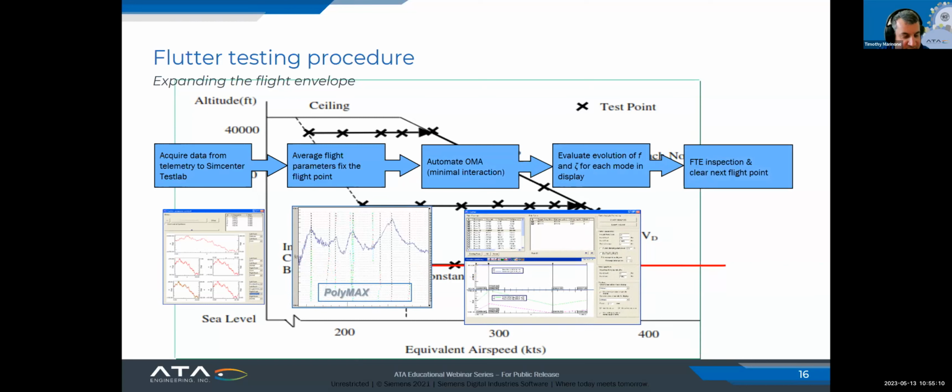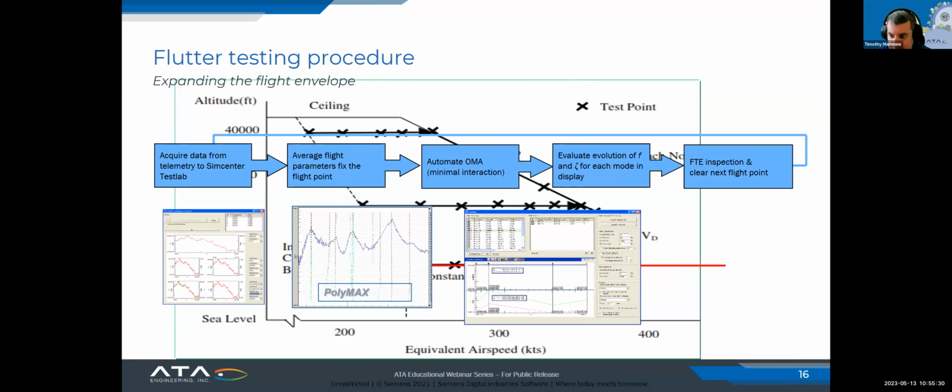Typically, you're going to have your flight test engineer that's overseeing. They'll look at the data and make sure everything looks good. And then if everything looks good, you get cleared to the next point, tell the pilot to go to that next point, and then repeat. And so over time, that's going to allow you to expand the flight envelope.